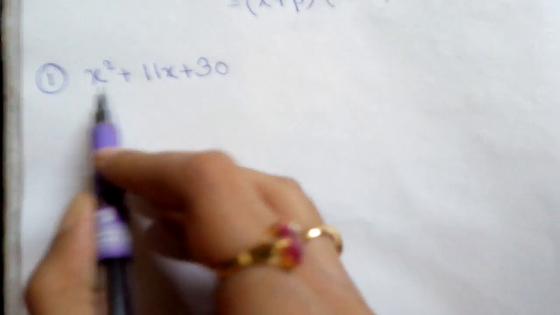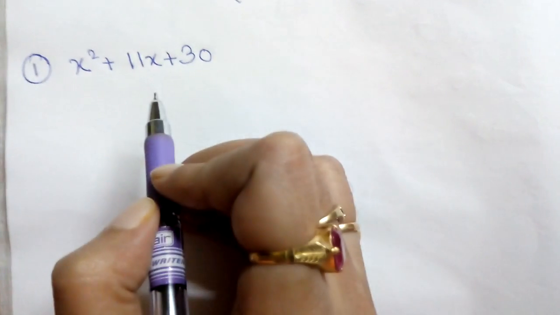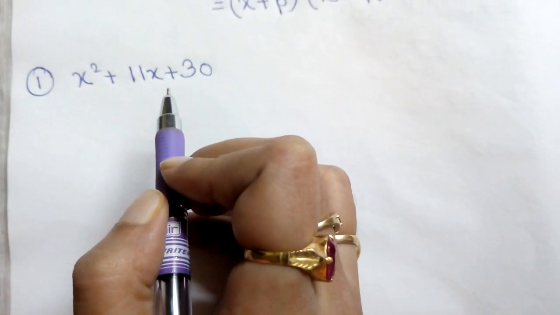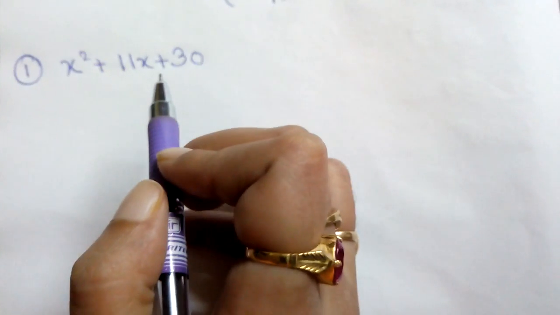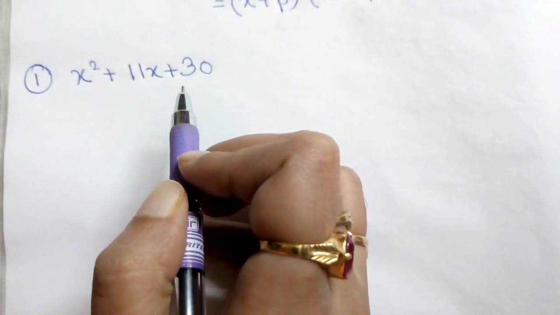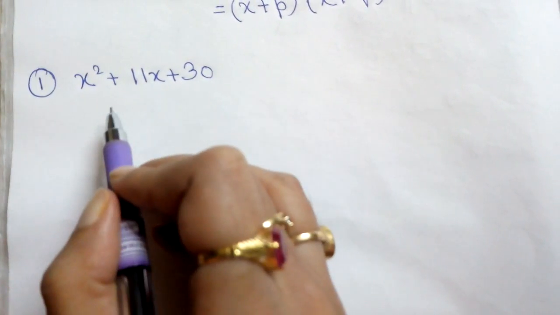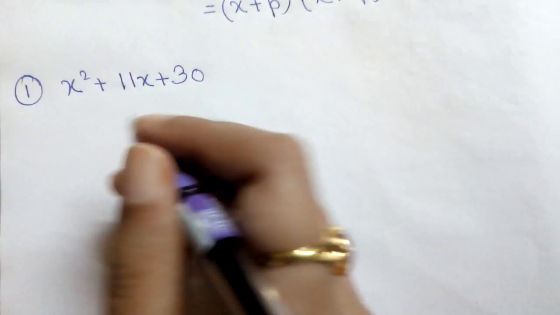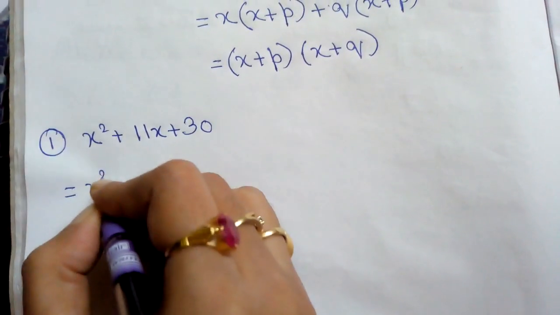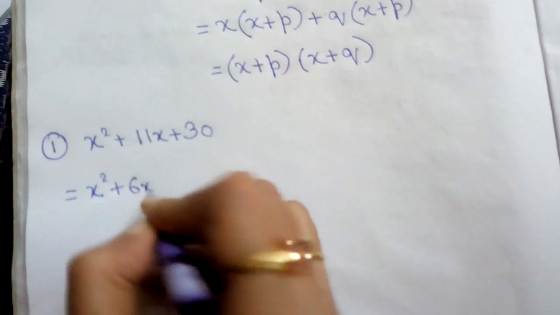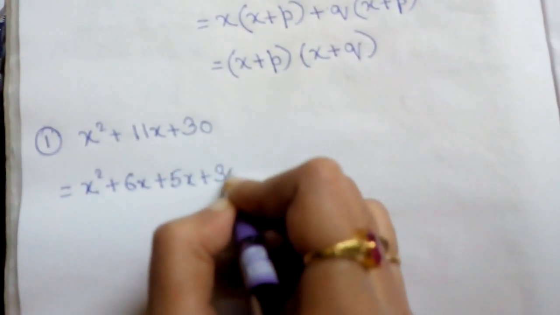Now we are going to solve sum number 1, that is x square plus 11x plus 30. 30 first we will express in the product form. 30 can be expressed as 6 into 5, and if we add 6 and 5 we will get 11, so that will be the appropriate one. So it is equal to x square plus 6x plus 5x plus 30.